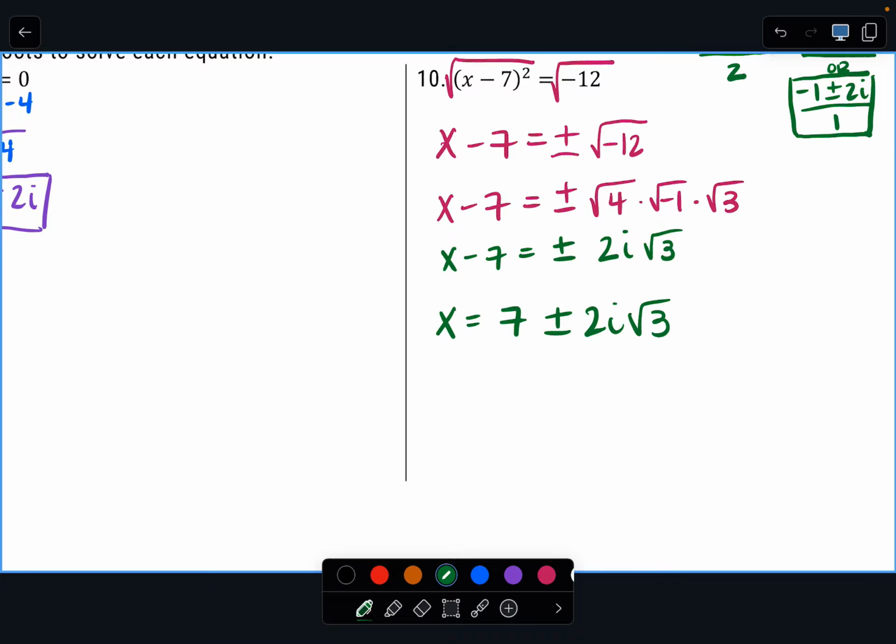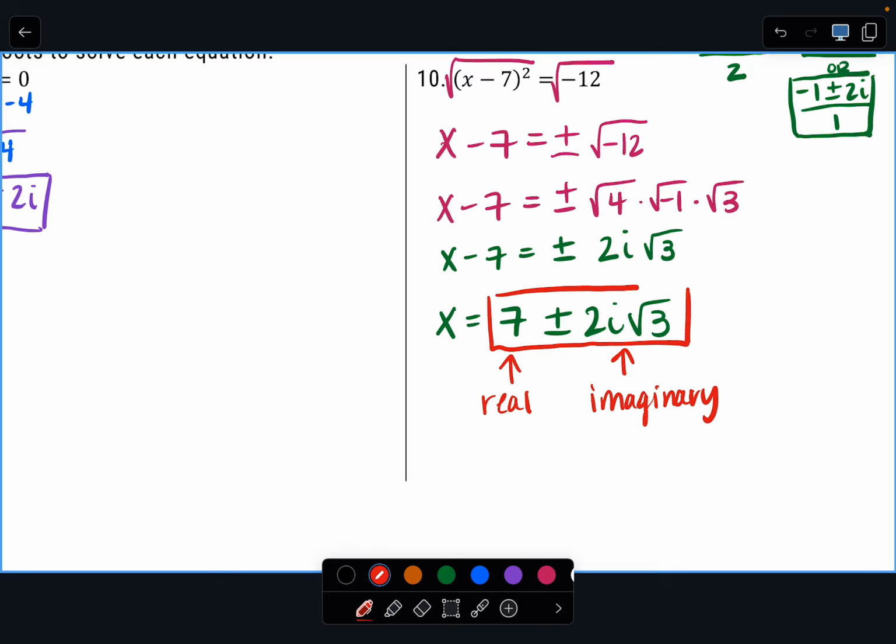Here's my disclaimer. This is a real part. This is an imaginary part. You cannot combine real parts and imaginary parts. You cannot make this 9 or 5. They are separate things, so your final answer is just the 7 plus or minus 2i root 3, and it is too complex. Yes, that's correct. Because we have 2 imaginary. Did you do plus 7 at the very back? Yes, that should be fine. Okay. All right.